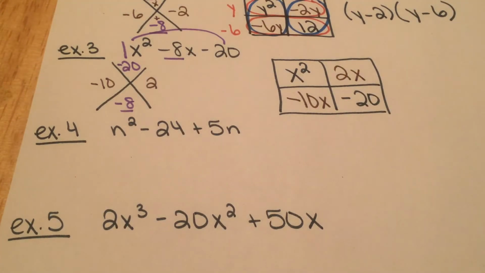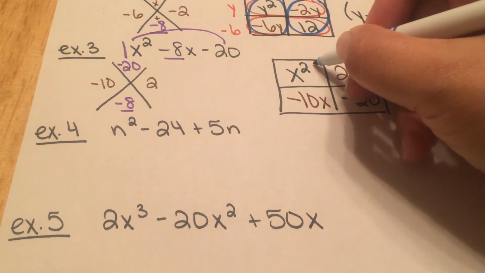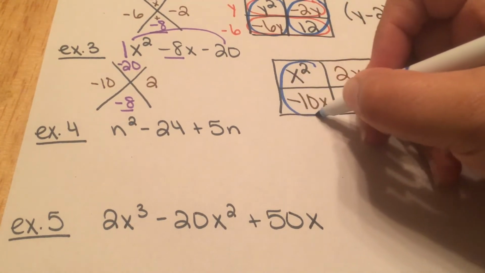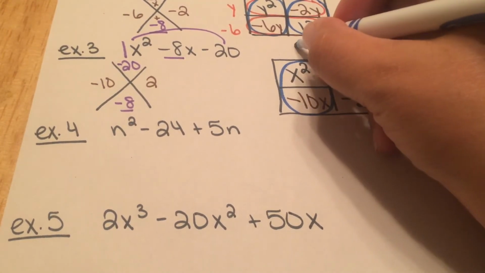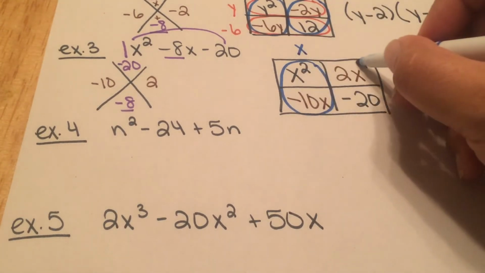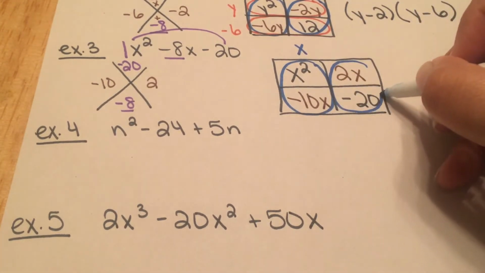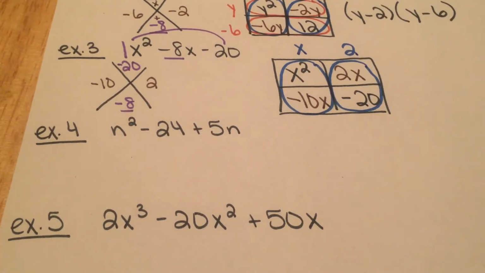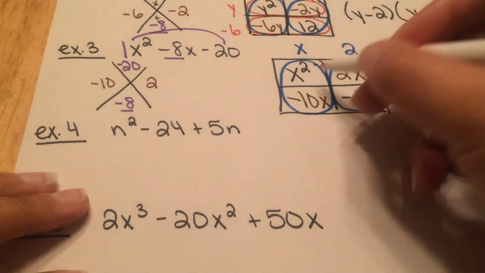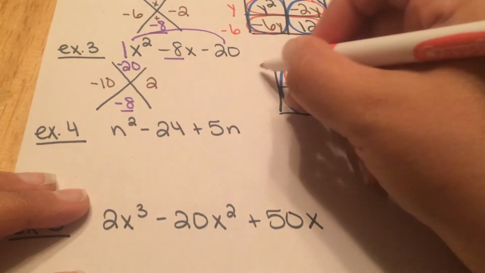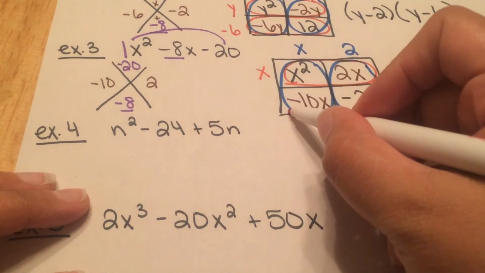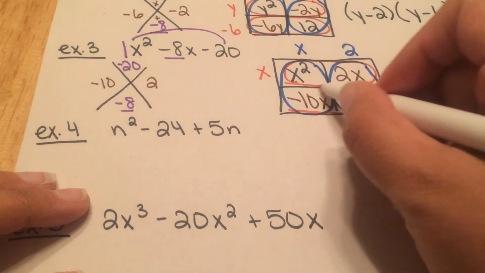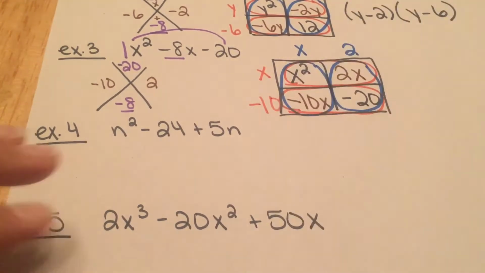Now I'm going to go ahead and find my GCFs for each column and row. So my first column, what do x squared and negative 10x have in common? X. What do 2x and negative 20 have in common? 2. What do x squared and 2x have in common? X. And the GCF between negative 10x and negative 20 is negative 10.